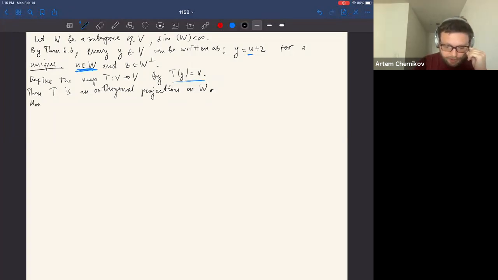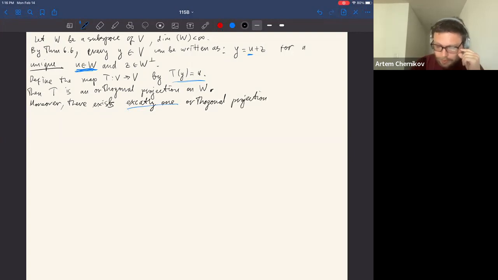Okay, so moreover, there exists exactly one orthogonal projection on W. Because, let's show that there is only one. So assume T and U are two orthogonal projections on W.